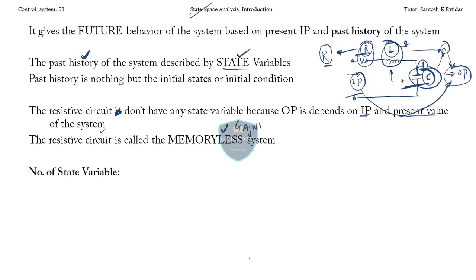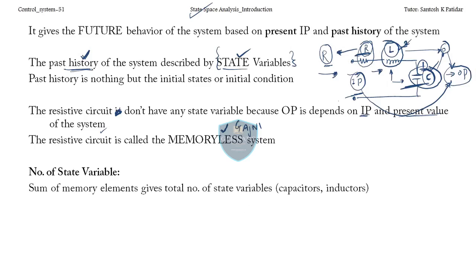Now, number of state variables. How many state variables can you have in the equation or in the circuit I'm talking about? So it's well defined. You understand what the state variables are? State variables are nothing but the parameters which define the past history of the system. Who is going to define the past history of the system? Inductor and capacitor. So here you have two state variables for this particular question. In the definition also it will reflect: the sum of memory elements gives the total number of state variables, capacitor and inductor. For the circuit you have chosen over here, the state variables are two. Why? Because one capacitor, one inductor.